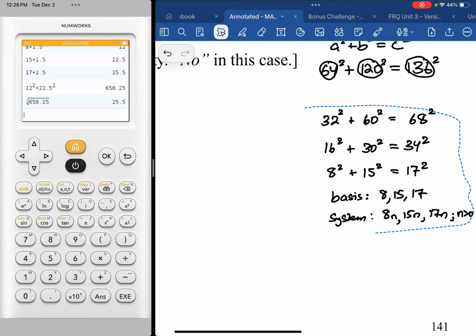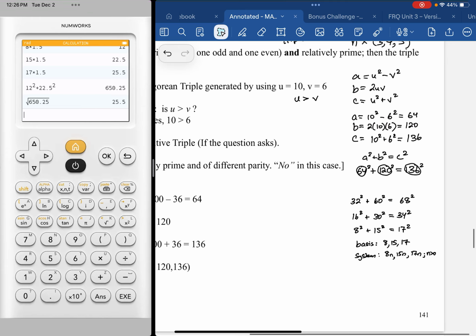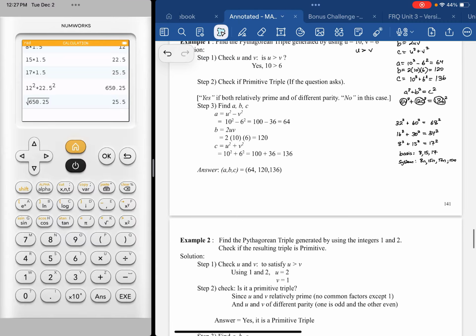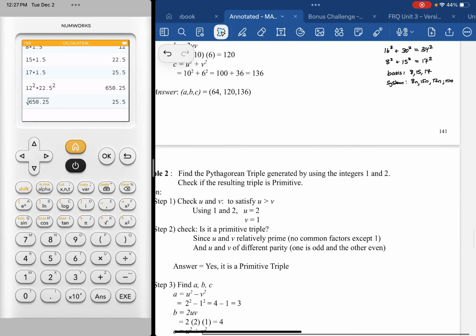All right, so that's one way to do it in terms of determining whether or not it's primitive. But if the u and v values themselves, the ones that we started this whole process with, are of different parity, meaning one is odd and one is even, and relatively prime, so they only share the common factor of 1, then the triple that you generate will be primitive. I just want to check. Yeah, the next example actually has that.